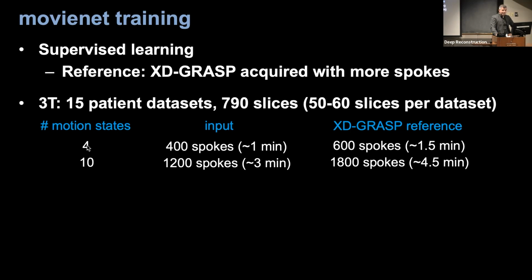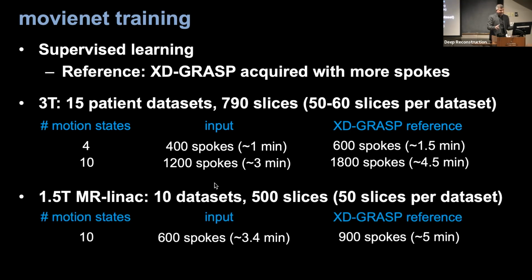One is going to be for motion compensation, only having 4 motion states. The input is going to be a super fast acquisition, only 1 minute, 400 radial lines or spokes. And the reference was reconstructed with SD-GRASP, but with 600 spokes. So we're going from 400 spokes to 600 spokes, a half-minute acceleration. And then the other one is going to be with 10 motion states. This is for motion imaging with a longer acquisition.